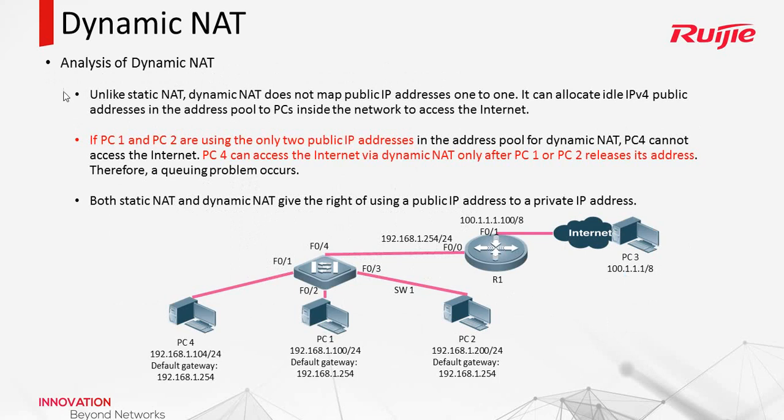Okay, now let us learn the analysis of dynamic NAT. If PC1 and PC2 use the only two public IP addresses we have, when they release the IP addresses, PC4 can also use them. So we can find that dynamic NAT is more efficient.